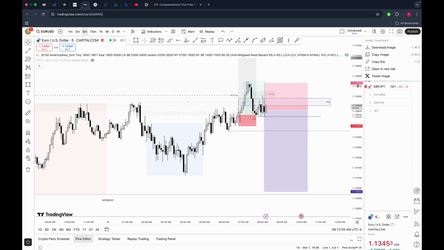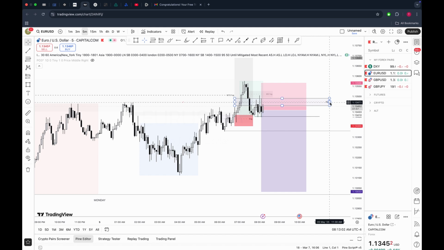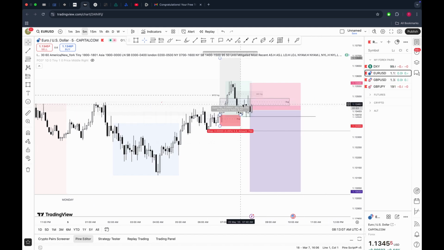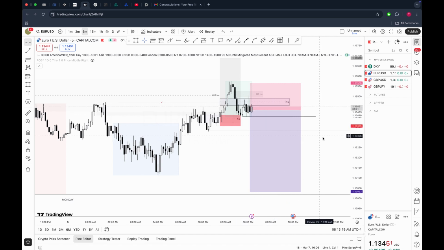So I've taken my first entry. Yes, I've taken my first. I like how price is reacting to this fair value gap, this inverse fair value gap. You can see it is really closing below the lower half. It has not really broken above the 50%. So let's see if it holds.